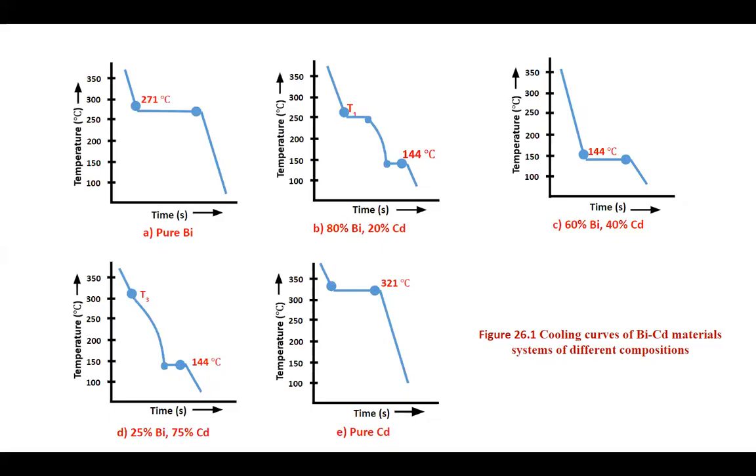So after these cooling curves have been obtained, now we will start the construction of the equilibrium diagram for a binary alloy. Like here we have taken bismuth cadmium. For a binary alloy, we know that the equilibrium diagram is between temperature and composition. Temperature is taken along the y-axis, and composition of different alloys is taken along the x-axis.